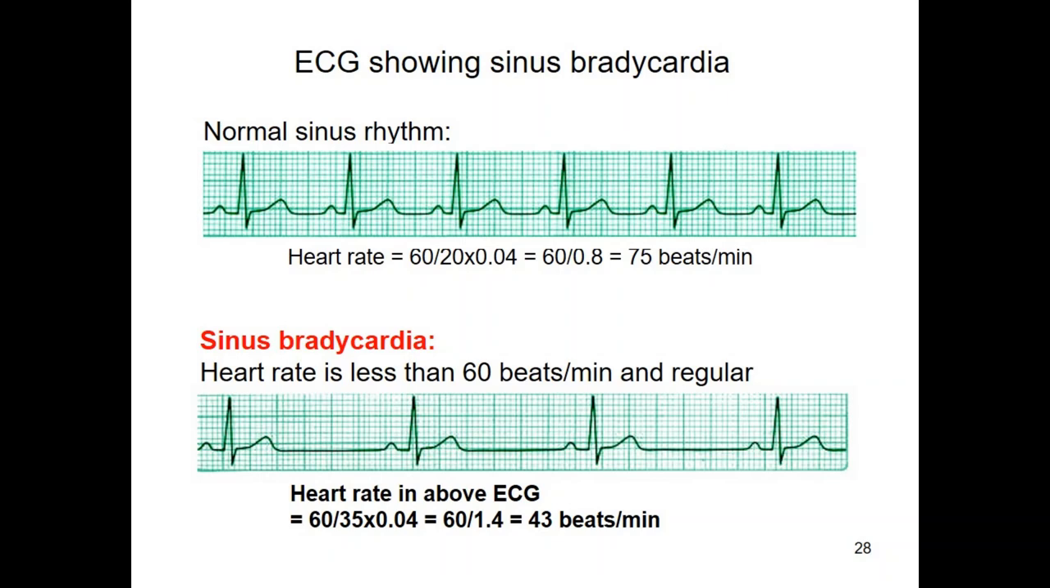Sometimes we've seen individuals with high vagal tone or athletes, you can see as low as 45, 50. It's normal, sinus bradycardia. Not very frequent, but you can see sinus bradycardia, especially in sleep. Athletes, you can see this. RR interval is very prolonged.